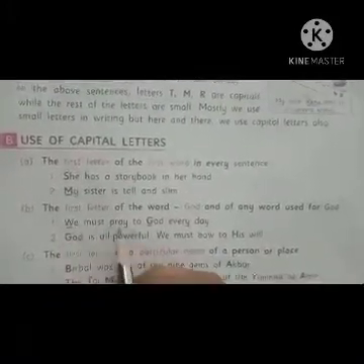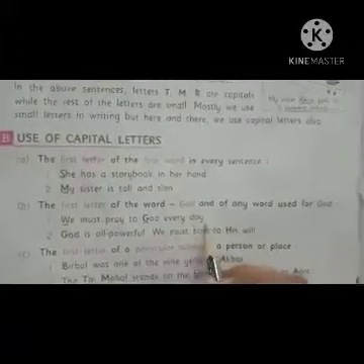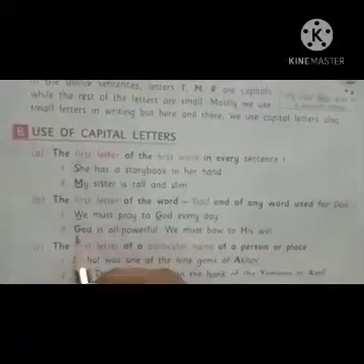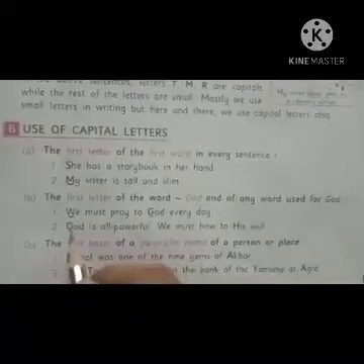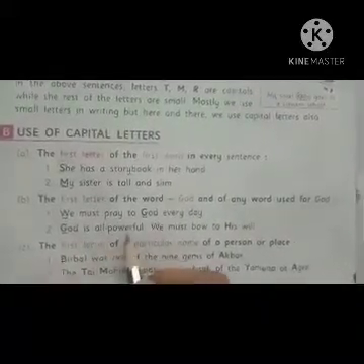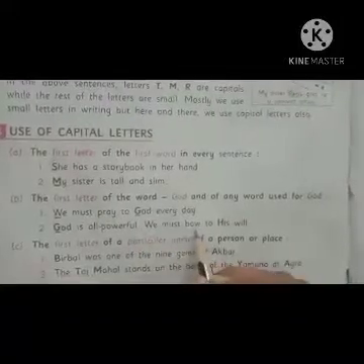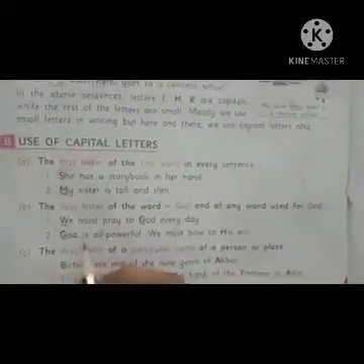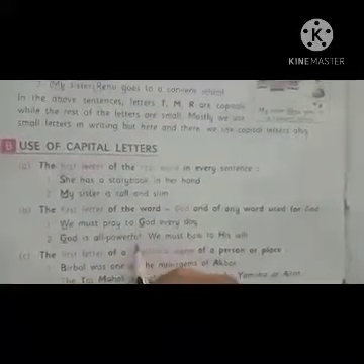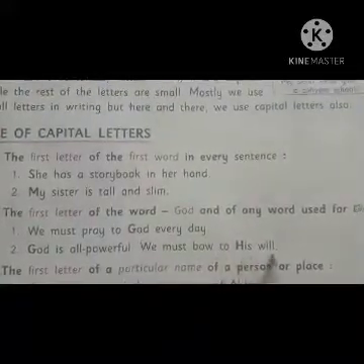We must pray to God every day. And next, second one, God. So here is a God now. That's why here we have to write the capital letter. God is all powerful. We must bow to His will.